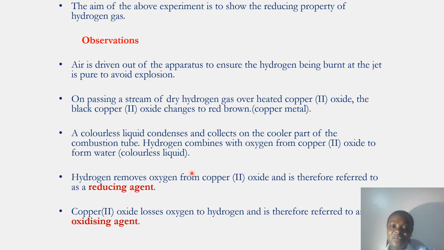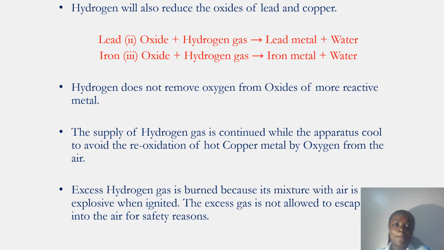So hydrogen combines with oxygen from copper-2 oxide to form water. So hydrogen removes oxygen from copper-2 oxide. Therefore, it is referred to as a reducing agent. So that experiment confirms that hydrogen is a reducing agent. Copper-2 oxide loses oxygen to hydrogen. Therefore, it is known as an oxidizing agent. So copper-2 oxide oxidizes hydrogen to water or to hydrogen oxide. So it is an oxidizing agent.